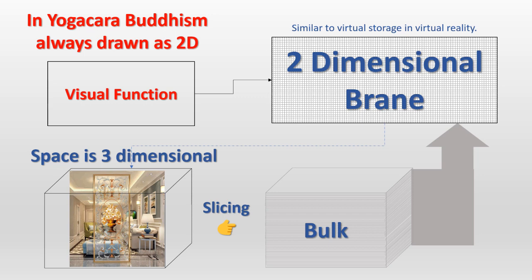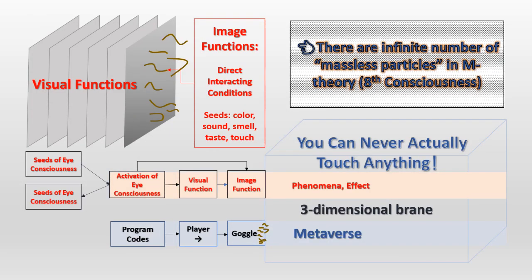Assume we are living in a virtual reality. To be realistic, the designer and programmer will have to do similar programming where the branes will be some forms of virtual storage with each representing our different senses. Hence, branes in string theory are the visual functions of our consciousness and the image functions are the strings that are attached onto the branes. The strings attached on the branes are the direct interacting conditions, which is like the electrical signals on the goggles of one living in the metaverse.